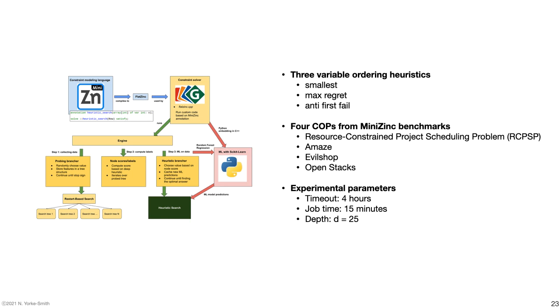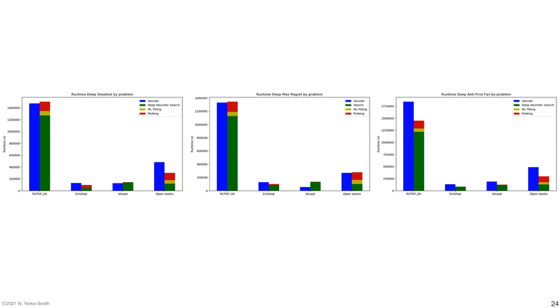Okay. Let me give you an overview of the results. So here on this slide, we see 3 graphs for the 3 different deepified heuristics. Deep smallest on the left, deep max regret in the middle, deep anti-first fail on the right. And within each graph, we have runtime on the vertical axis, and on the horizontal axis, we have the average over the 4 different problem classes. So for example, the bar all the way on the left is going to be the runtime for deep smallest on RCPSP.